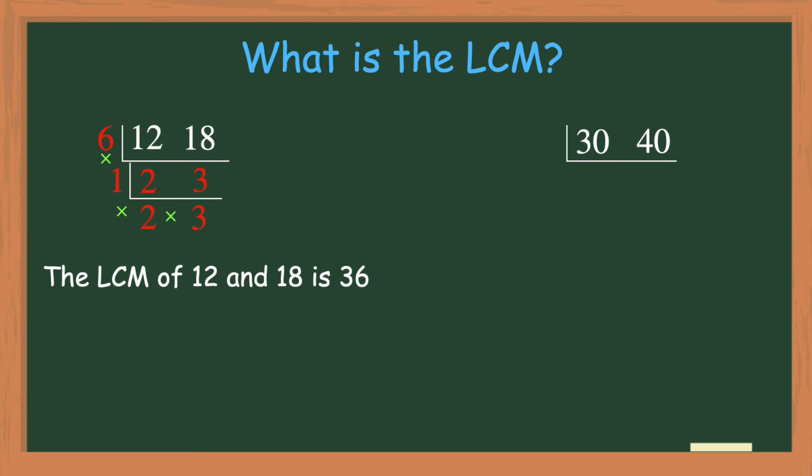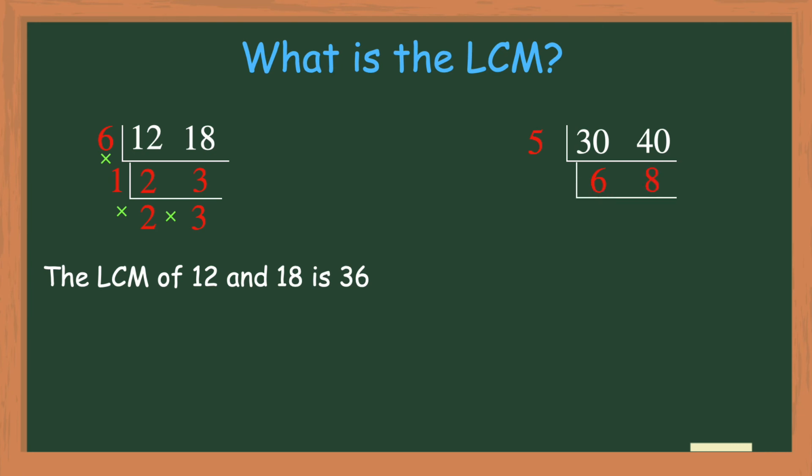Next, we'll find the LCM of 30 and 40. I need to choose a shared factor of 30 and 40, and I will choose 5. Just like the last problem, it doesn't matter which shared factor you choose, and if you chose a different factor than I did, you will still end up with the same LCM. So 30 divided by 5 is 6, and 40 divided by 5 is 8.